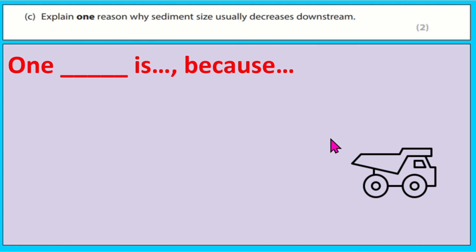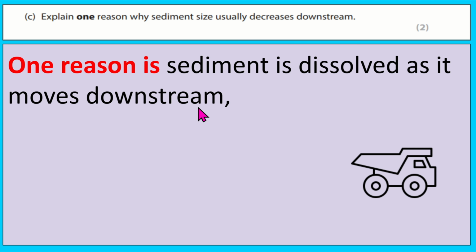Let's have a look at the structure that I would pursue. So one blank is because. A mark for your point and a mark for your development. The blank is going to be reason. Where possible, use words from the question. Okay? So let's look at the example I think would get 100%. One reason is sediment is dissolved as it moves downstream. So I've dropped in that keyword of dissolved and downstream, so you can see that I'm using words from the question. So sediment as well from the question.